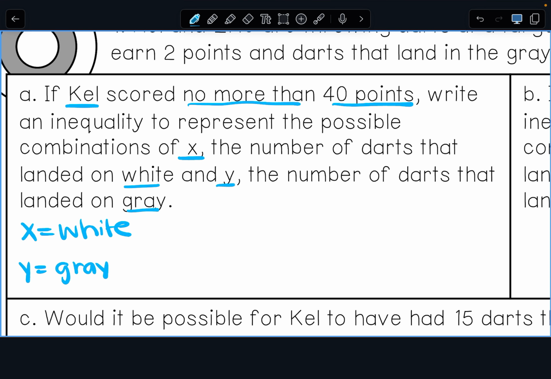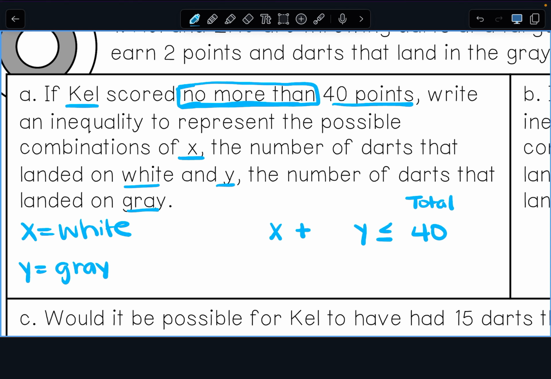When you write these, you're going to write them in standard form, just like we did the day that we did the standard form lesson. I'm throwing white darts, and I'm throwing darts that land on gray. The total is what? 40 points. Now, it says he scored no more than. What inequality did we say that one was? Less than or equal to.